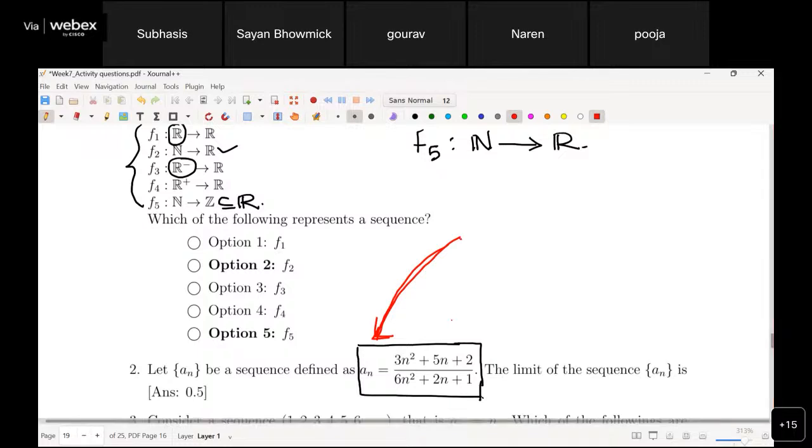Yeah, so let me write what San just now said. This is my sequence, the nth term of my sequence. My sequence is a_n, and the nth term of the sequence is given here. And what is that? 3n square plus 5n plus 2.